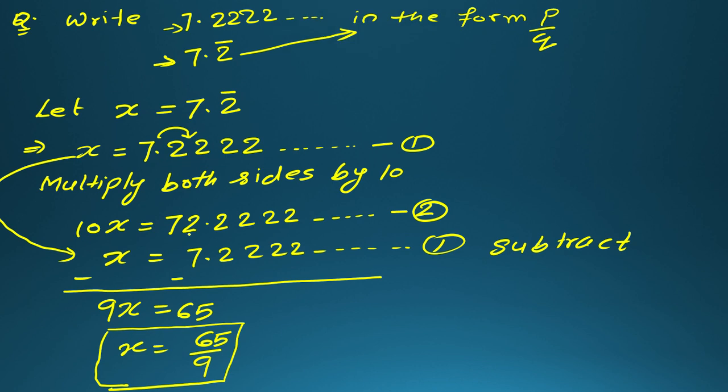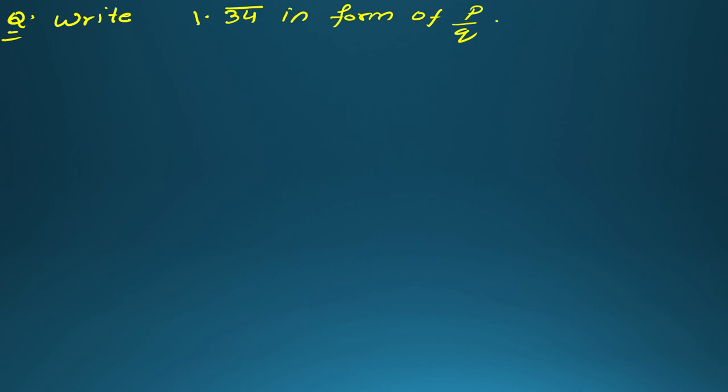Now we will see the question where two digits will repeat itself. After the decimal point you will have repetition of two digits. So for example, the question can be: write 1.34 bar in the form of P by Q. The method will remain the same, just this time you will multiply by 100 because two digits are repeating. You can pause the video and try to solve it yourself and then match the answer.